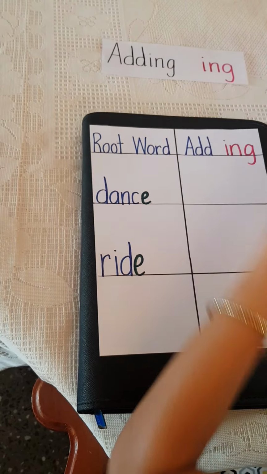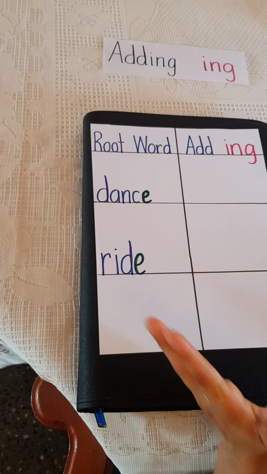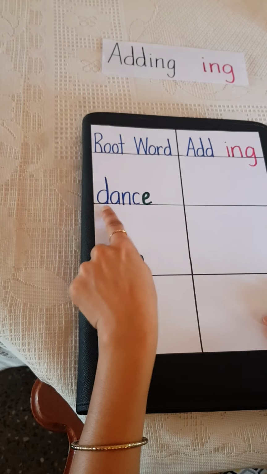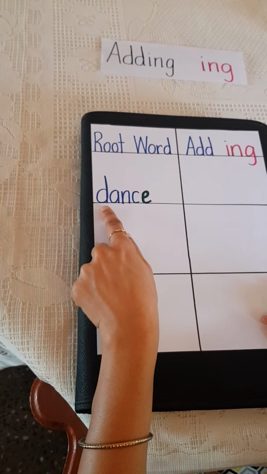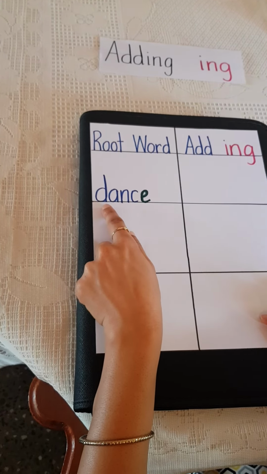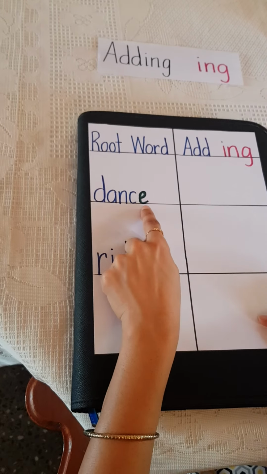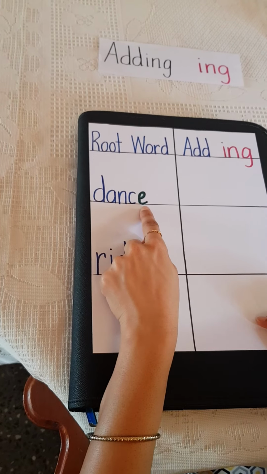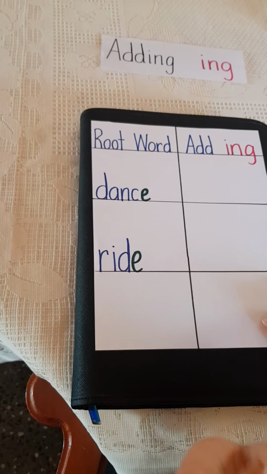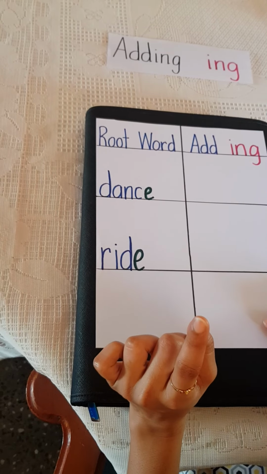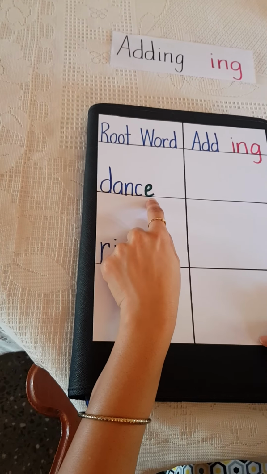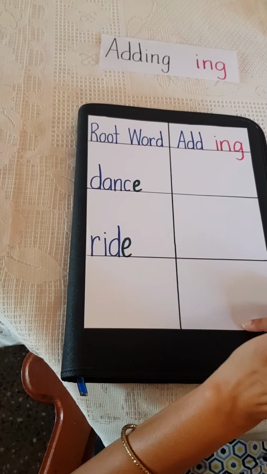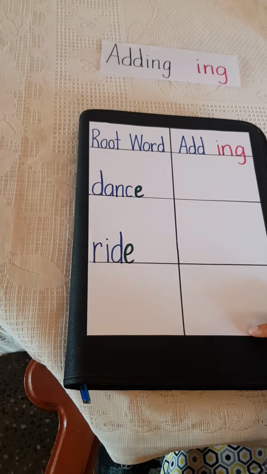But remember, these words are very special. We cannot just add ing to it. We need to make a change. Let's look at the first word. Dance. Now, let's look at the last letter. What letter is this? The letter E. Now, when a word ends with E, meaning if the last letter in a word is E and you have to add ing, you have to drop that E before adding ing.